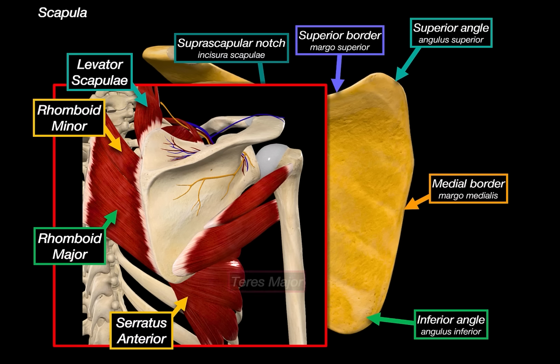On the lateral border, we find the insertion of the teres major and teres minor. The teres major assists in adduction and internal rotation of the humerus, while the teres minor is part of the rotator cuff, helping with external rotation and joint stabilization.